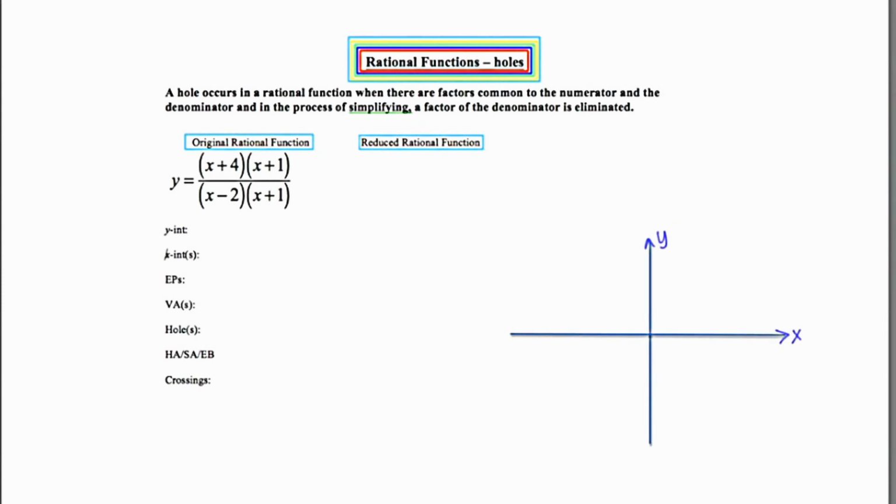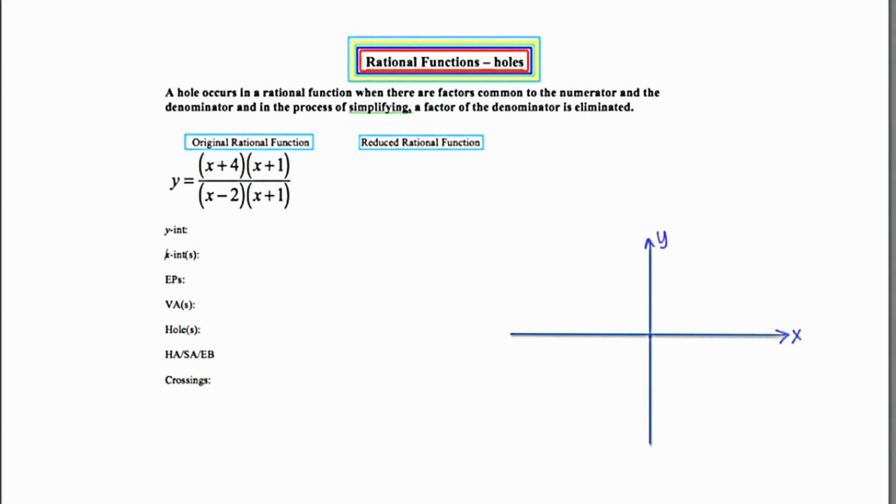In this video, I'm going to show you how to graph a rational function that contains a hole. It's one of my favorite topics in pre-calculus. A hole occurs in a rational function when there are factors that are common to the numerator and the denominator, and in the process of simplifying, a factor of the denominator is eliminated. Let's take a look at a specific example.